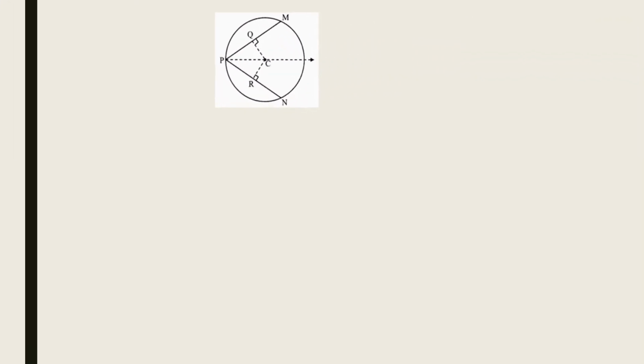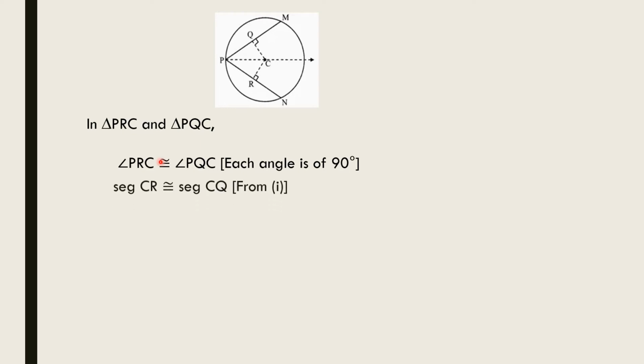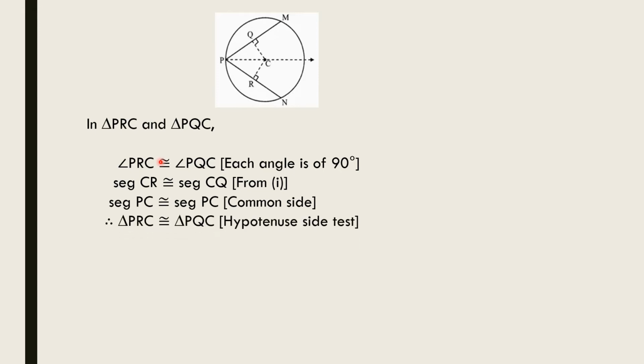And now, in triangle PRC and triangle PQC, these are the congruent parts. Angle PRC is congruent to angle PQC, that is each angle is of measure 90 degrees, and segment CR is congruent to segment CQ from equation 1, and segment PC is congruent to segment PC, that is the common side. Therefore, by which test are these two triangles congruent? By the hypotenuse side test, triangle PRC is congruent to triangle PQC.